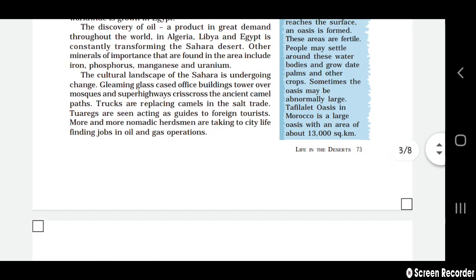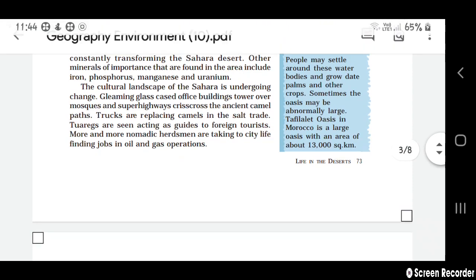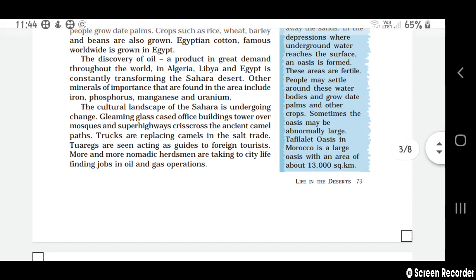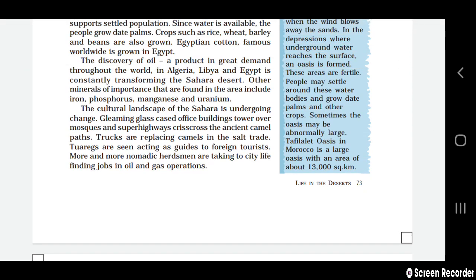The discovery of oil, a product in great demand in the whole world, is constantly transforming Algeria, Libya, and Egypt. In these places, you can see oil and other minerals of importance found in the areas, like iron, phosphorus, magnesium, and uranium in these deserts.